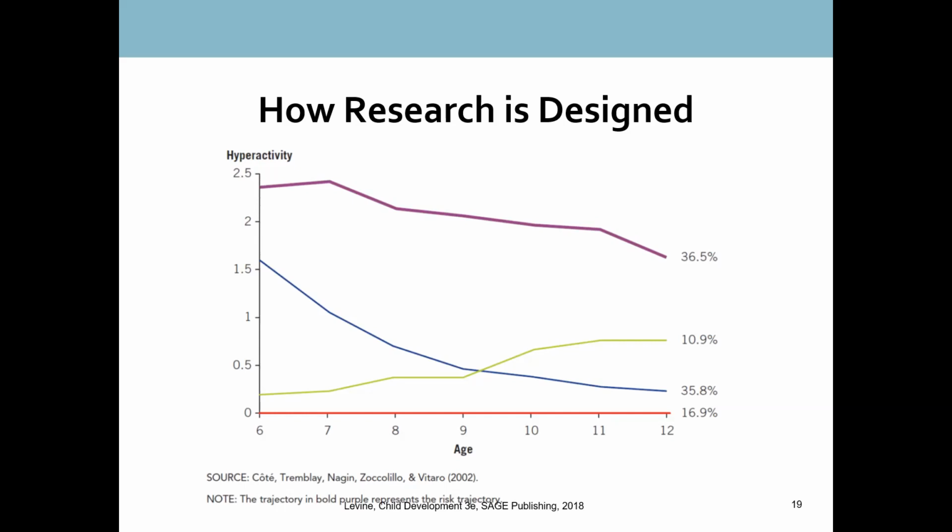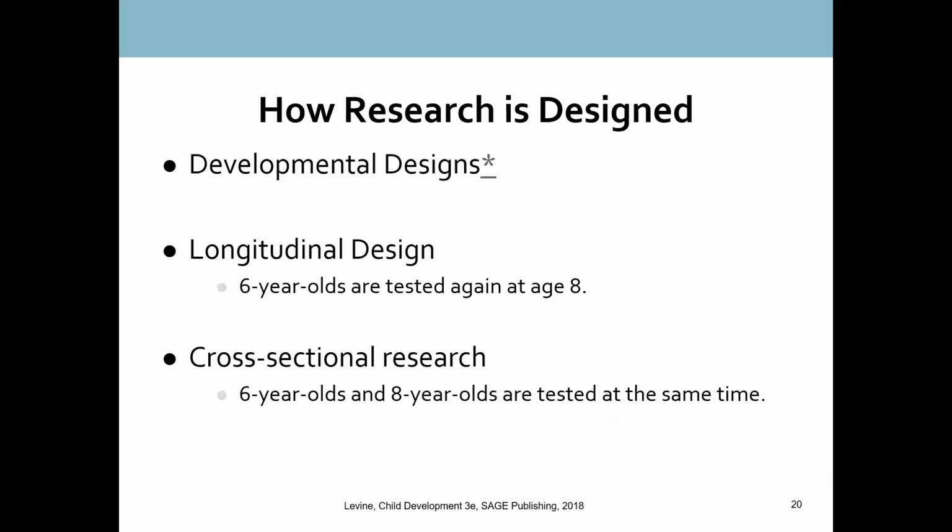You can see that they collected subjects that were 6 years of age, and they followed these subjects until they were 12 years of age, recording hyperactivity levels along the way. Perhaps once a year they would test them. So this study spans 6 years, and it would take 6 years to run. We call this study a longitudinal design. This is one of the specific developmental designs used in developmental psychology.